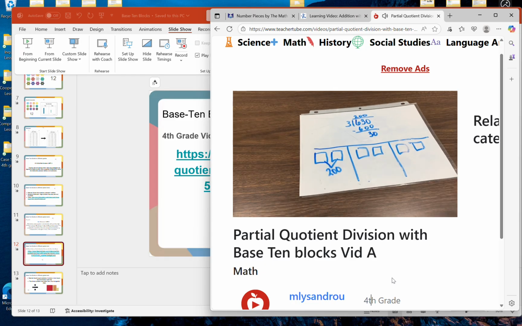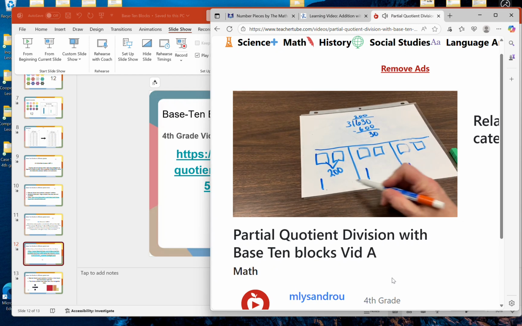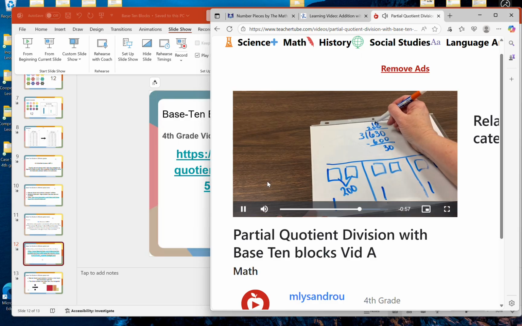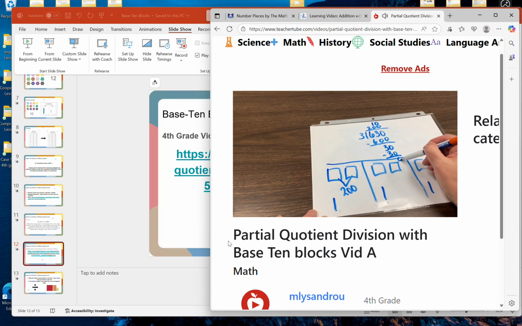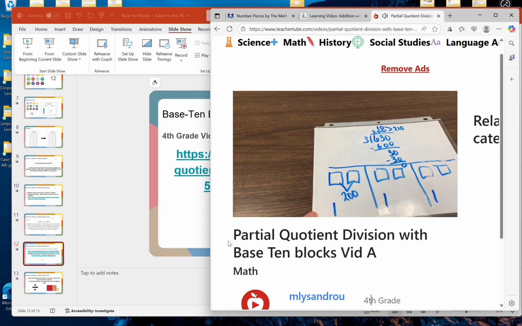Let's deal with the 10s now. Okay, so here are those 10s, which we hadn't dealt with yet. I'm going to go ahead and share it all out. Okay, I'm going to represent it by drawing it. I know the value of each one of these is 10. Okay, and so what did I do? Well, I have 10 in each group now. 3 times 10 is 30. Subtract that out, get 0. Here's my second partial quotient. Putting them together, 200 plus 10 is 210.